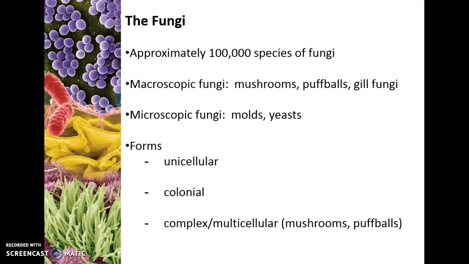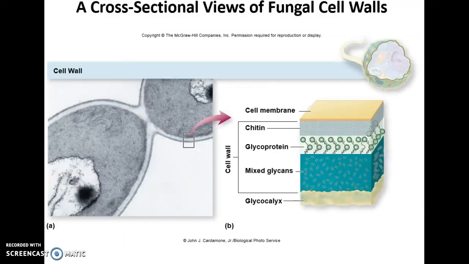Alright, there are 3 main forms of fungi, and that is going to be the unicellular form, there's going to be colonial form, and the complex or multicellular. So with the unicellular, you're looking really at the yeast form. The colonial, it's more of the mold. And then the complex or multicellular will be the mushrooms, the puffballs, the macroscopic. So those are going to be examples of the 3 types or the 3 forms of fungi that you can see.